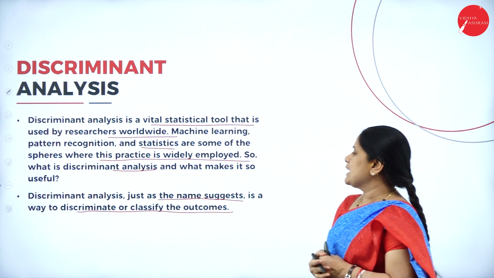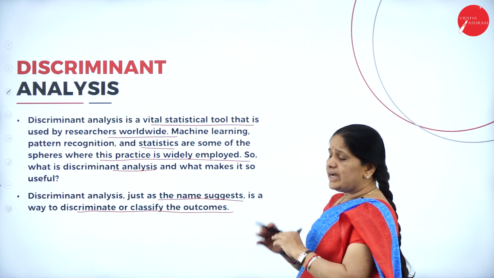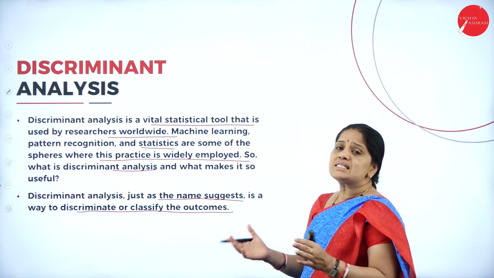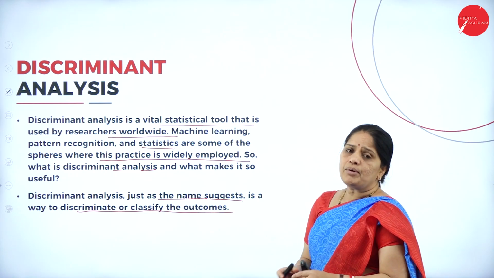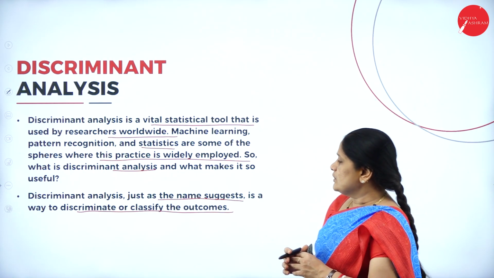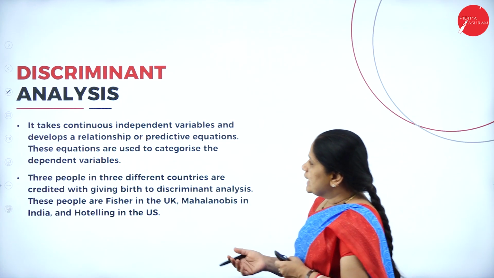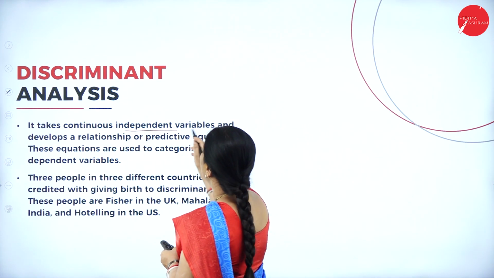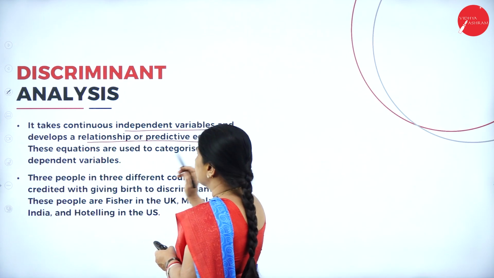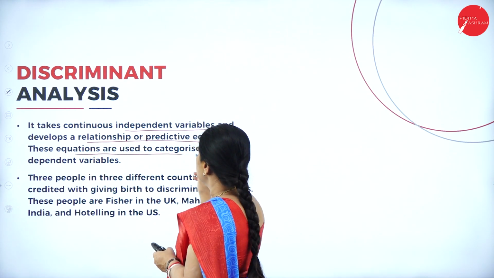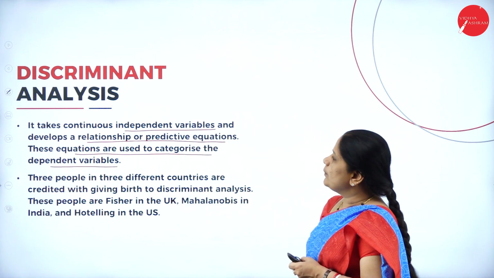Discriminant analysis, as the name itself suggests, is a way to discriminate or classify the outcome. So, whatever is the result, whatever is the outcome of the research, you try to discriminate them and classify them. It takes continuous independent variables and develops a relationship or predictive equations. These equations are used to categorize the dependent variables.